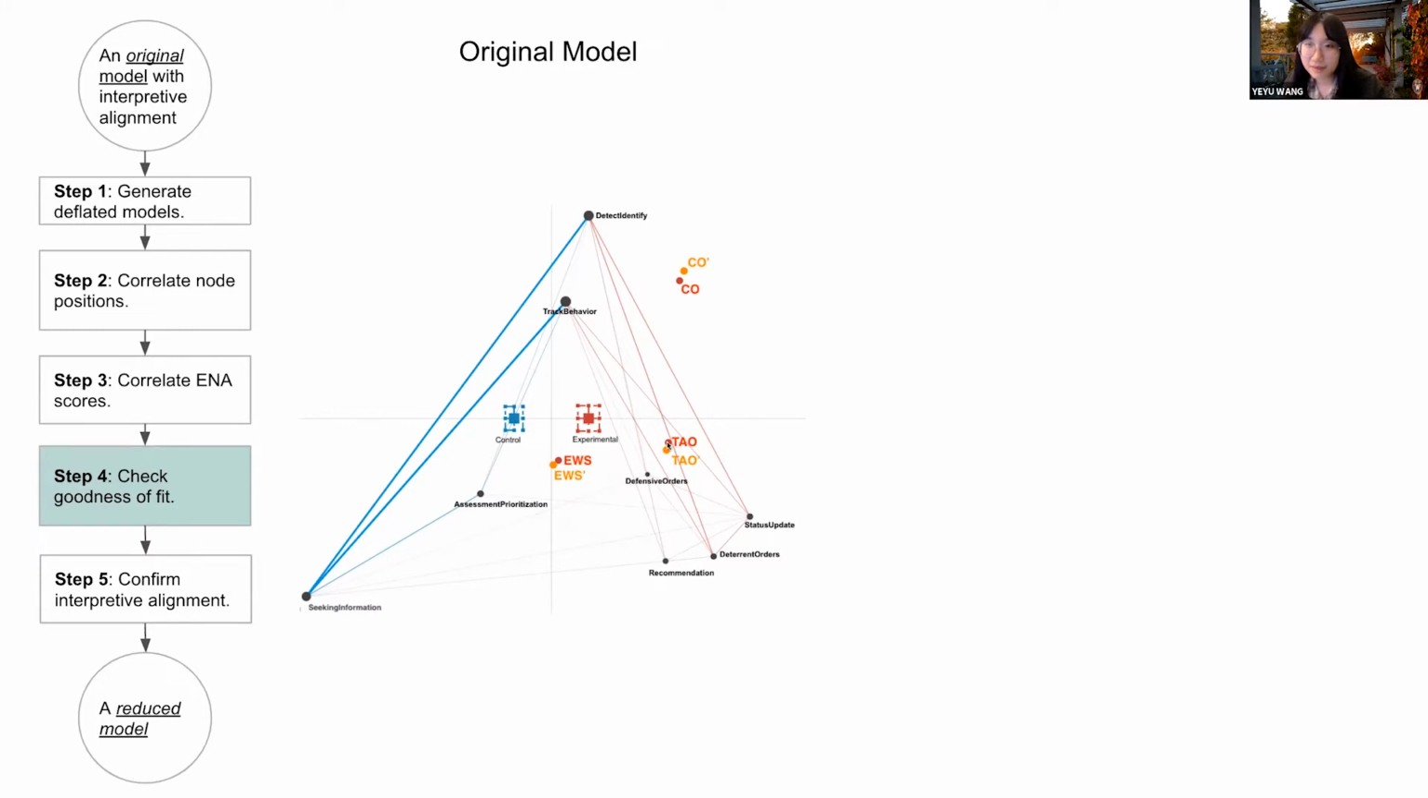And then the algorithm shifts the node positions around to find a good co-registration, so that the centroid for each unit is as close as possible to the ENA scores. In this plot, the centroids are marked by the orange points. We can see the ENA scores and the centroids are quite close to each other for the original model, which indicates this model has a high goodness of fit, a very reliable interpretation.